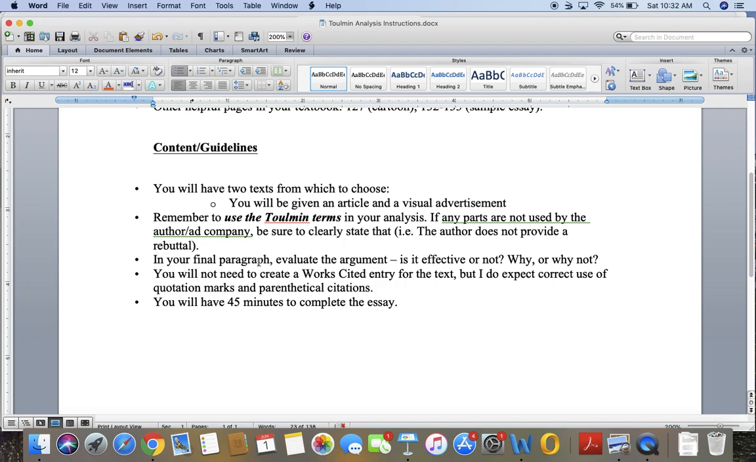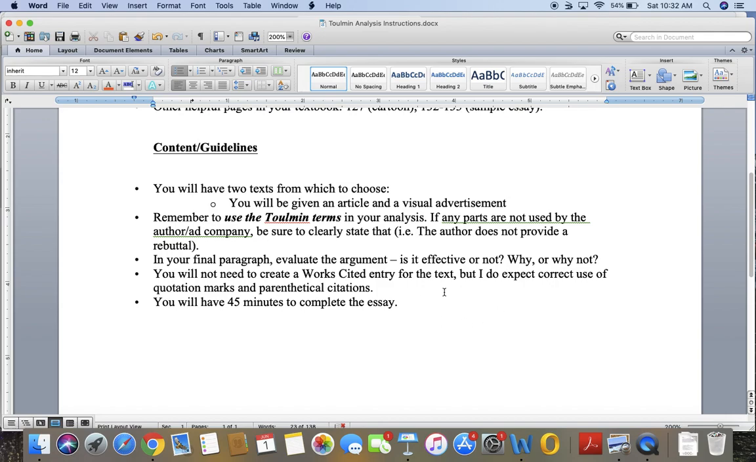And then in the final paragraph of your essay, evaluate the argument. Do you think it's effective? Why or why not? So just give me a little short paragraph, a few sentences of why or why not you feel the argument is effective. I'm not going to ask you to create a works cited entry, but if you do quote the article, I do expect you to use quotation marks appropriately and your parenthetical in-text citation. So just give the author's last name in your in-text citation. If there's a page number, give the page number, but you'll have 45 minutes.